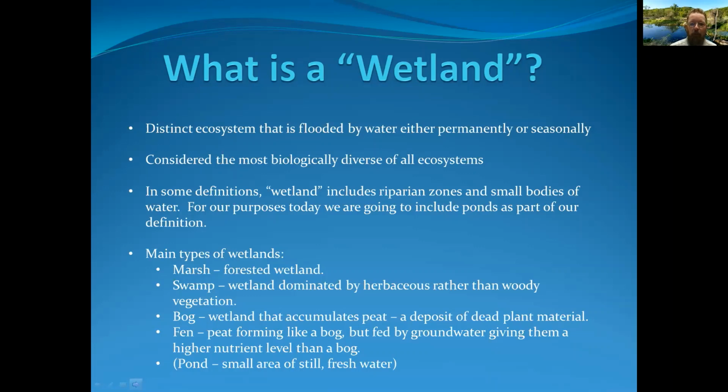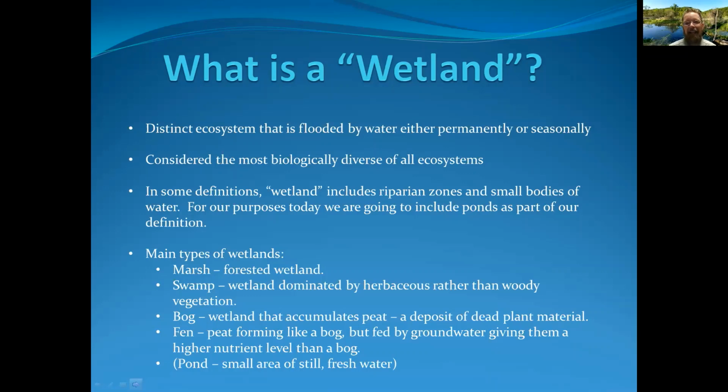So the main types of wetlands are a marsh, which is a forested wetland, a swamp, which is a wetland dominated by herbaceous, and herbaceous is just not shrubs and trees. Herbaceous is just like grasses and things like that. So that a swamp is dominated by herbaceous vegetation. A bog is a wetland that accumulates peat, and peat is a deposit of dead plant material.